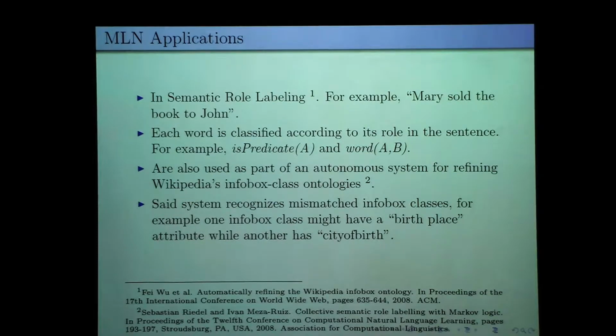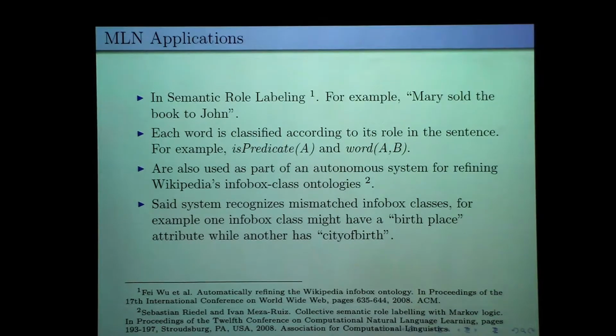Well, there are several applications in a great array of domains for MLNs. For example, semantic role labeling. If we have a sentence like "Mary sold the book to John," the idea is to try to classify each word in the sentence according to its most likely meaning, to say that it's a word, the predicate of the sentence, a verb, etc. And they have also been used for refining Wikipedia's infobox ontologies.